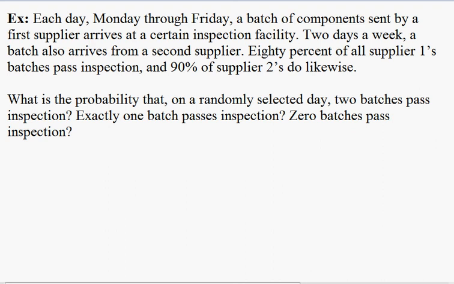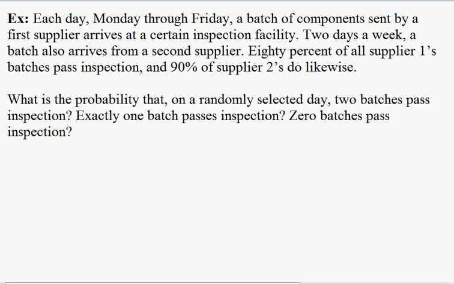Let's take a look now at this multi-stage probability problem. Every day, the first supplier will send things to the inspection facility. 2 days a week, we get things from the second supplier. 80% of all of the first supplier's batches pass inspection, and of the second supplier, 90% pass. So if we select a day at random, what's the probability that two things will pass inspection?